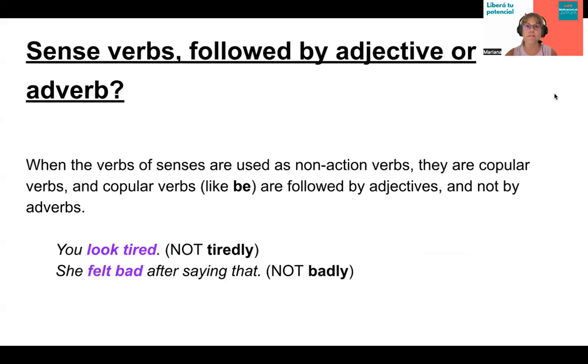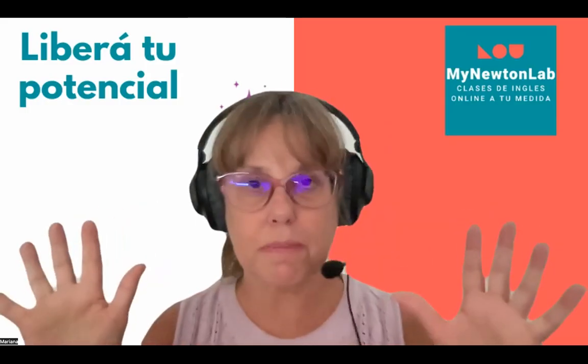And followed by adjective or by adverb. So you look tired. She felt bad. Why here are they used as non-action? Because they are copula verbs, like the verb to be. And in that case, these verbs are followed by adjectives. Remember on the first slide, I mentioned this. I think it was also in connection with the verb feel. Well, this is just to remember.